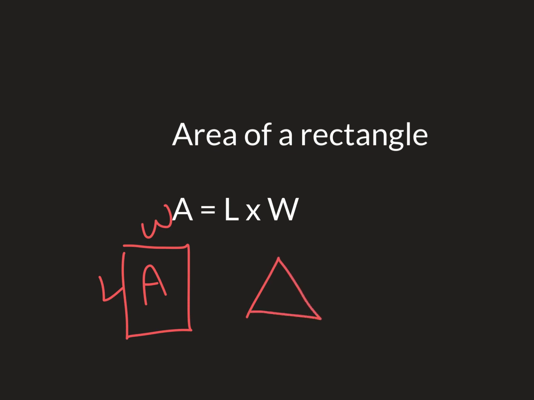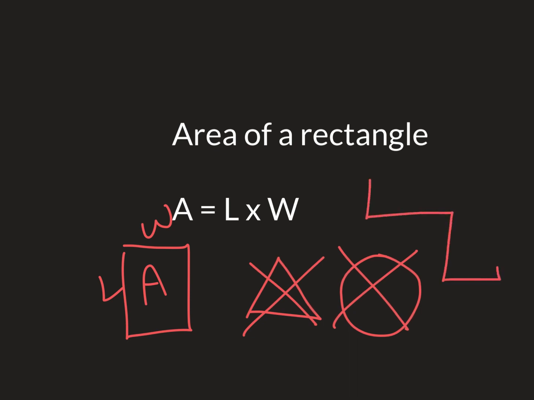If I have a triangle, if I have a circle, those have different formulas, and we cannot apply length times width. Similarly, if I have a shape like this, it is not a rectangle. However, if I cut the shape, and now I have two rectangles, I can apply my formula.